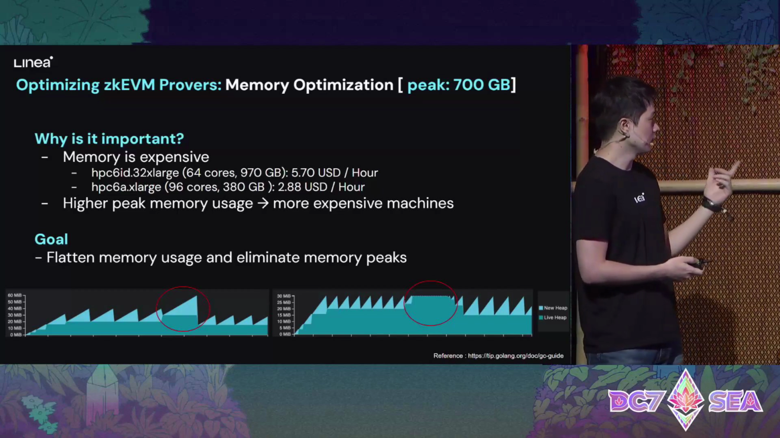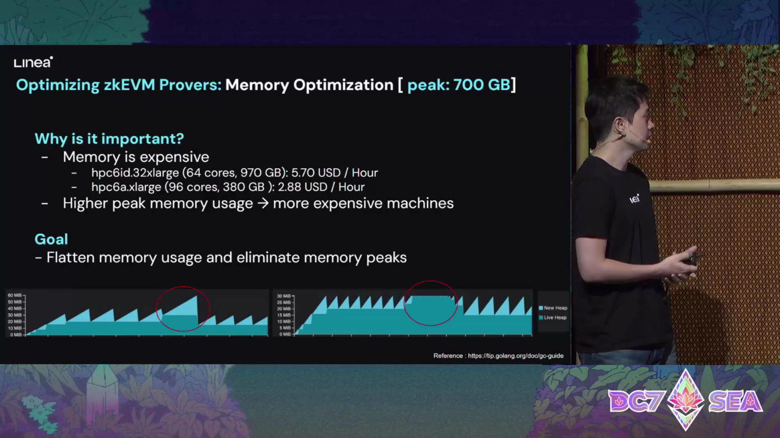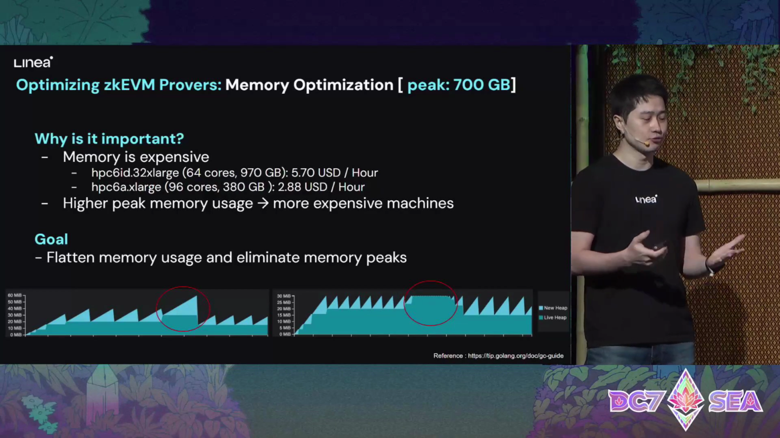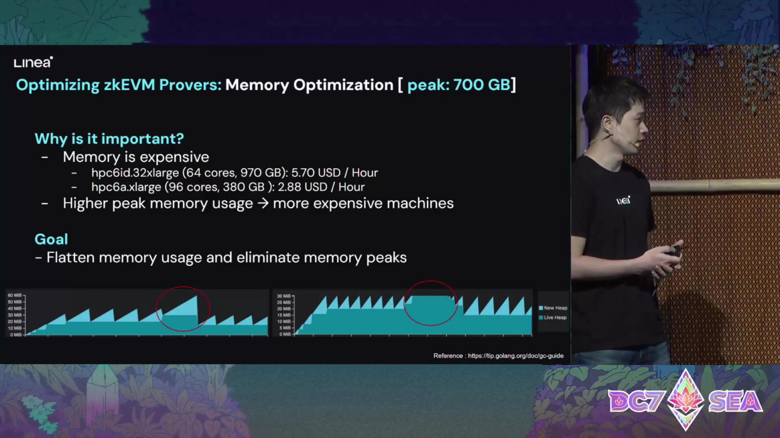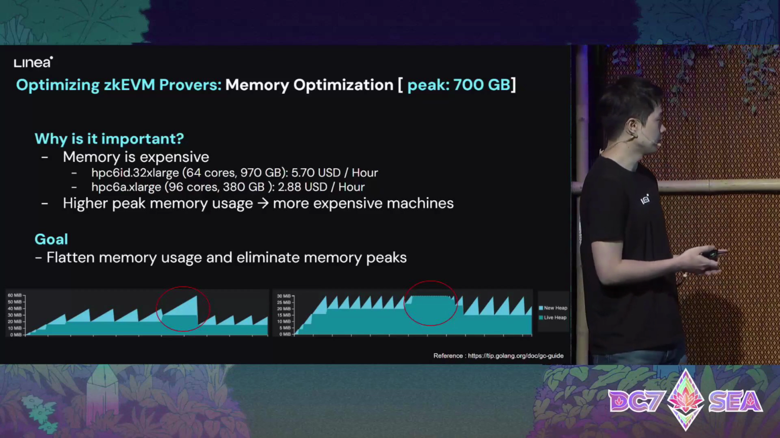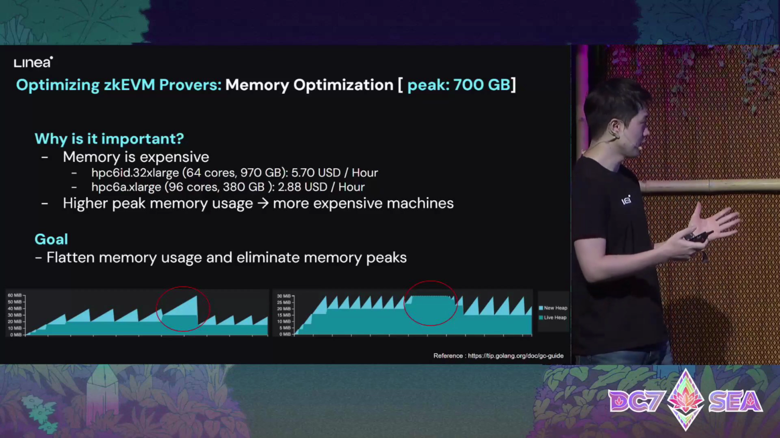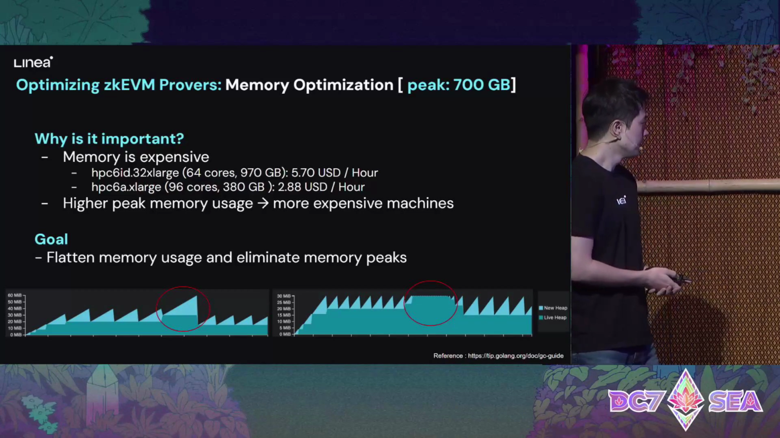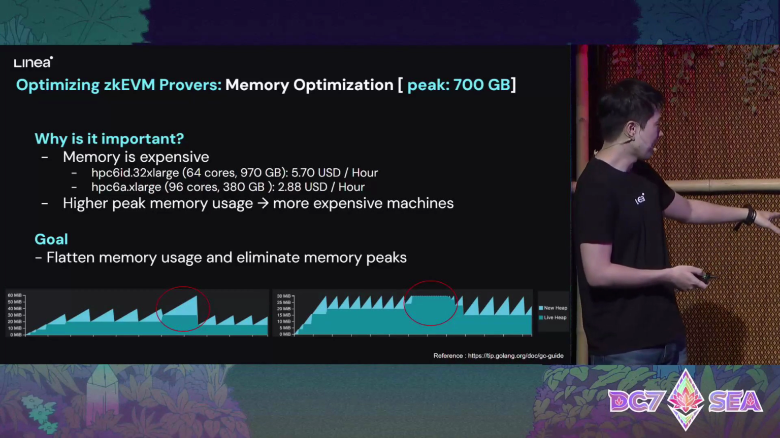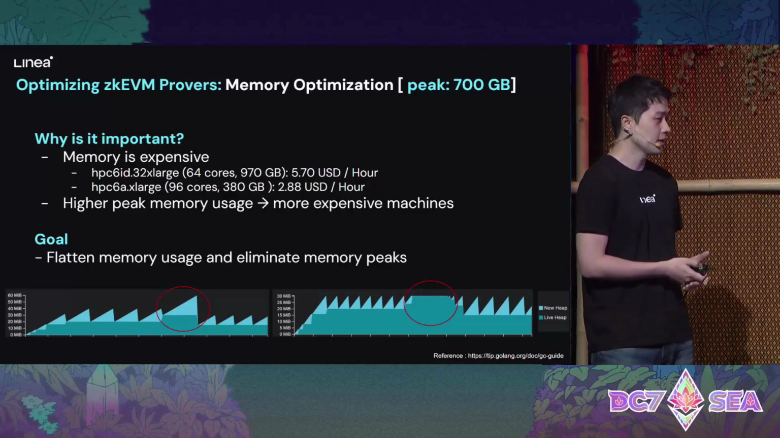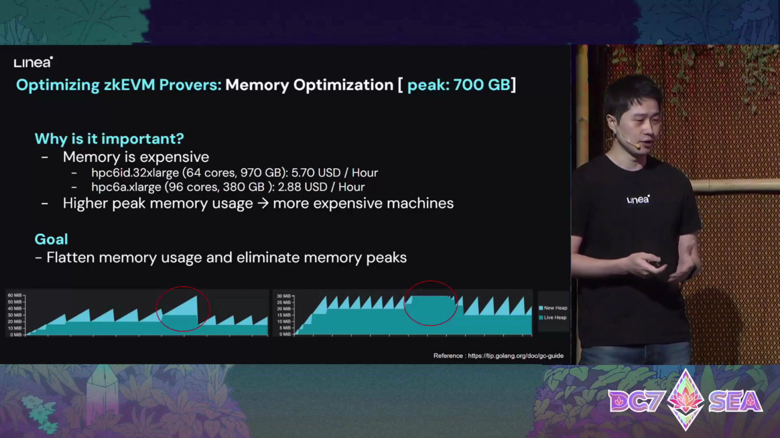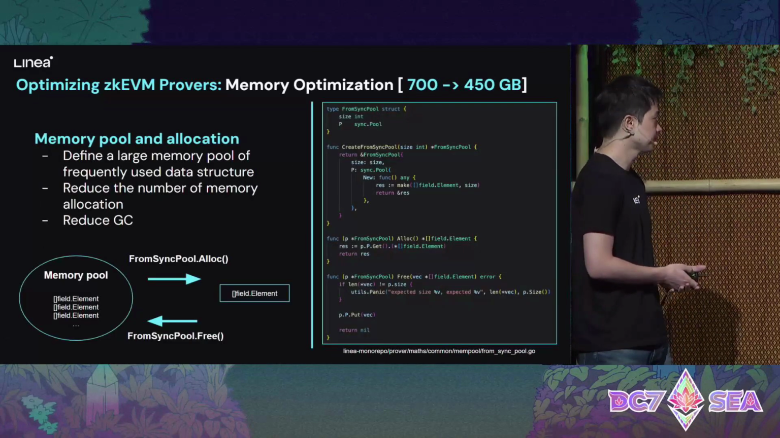But we can get more cores. So our plan was to reduce our peak memory to somewhere around 380 gigabytes. So the goal is to flatten memory usage and memory peak. That's the most important one when you are working on memory optimization.